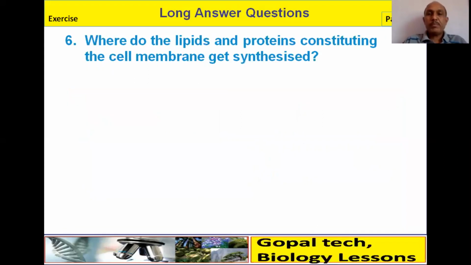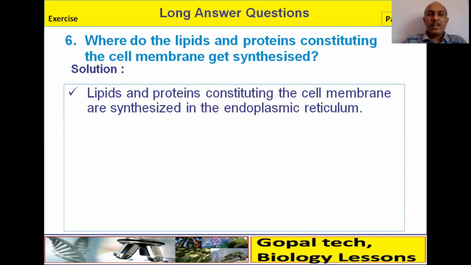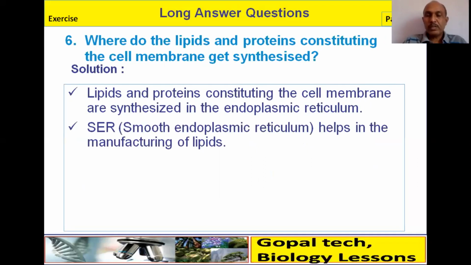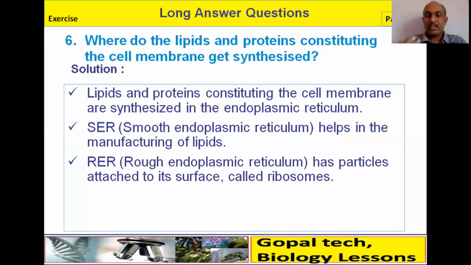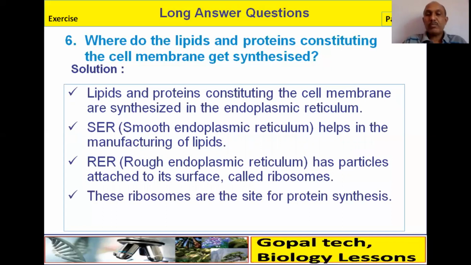Where do the lipids and proteins constituting the cell membrane get synthesized? Lipids and proteins constituting the cell membrane are synthesized in the endoplasmic reticulum. उसमें भी SER, that is smooth, helps in the manufacture of lipids, and RER, that is rough, helps in the synthesis of proteins with the help of ribosomes.